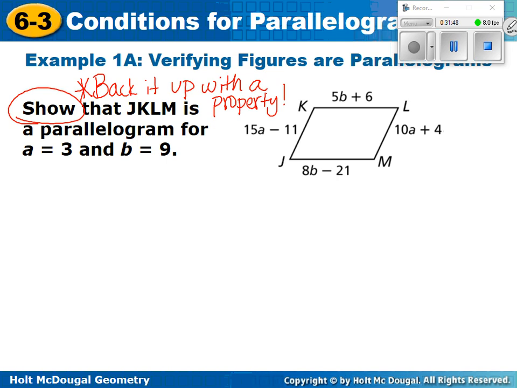You're welcome. Okay, you guys with me? So we can't prove that they're parallel unless it's on a graph where we could use slope.